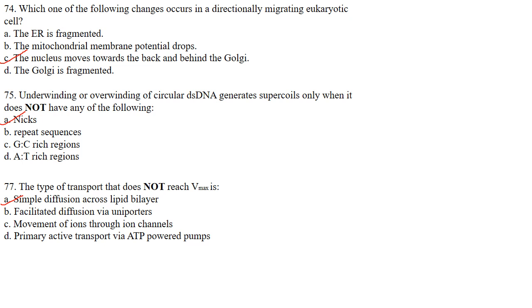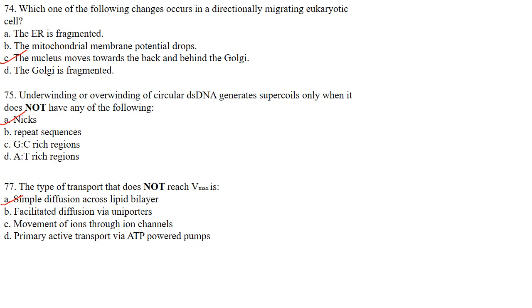Then, which one of the following changes occurs in a directionally migrating eukaryotic cell? The nucleus moves towards the back and behind the Golgi. Answer is option C. Underwinding or overwinding of circular double-stranded DNA generates supercoils only when it does not have nicks. If nicks are present, then supercoiling does not take place.